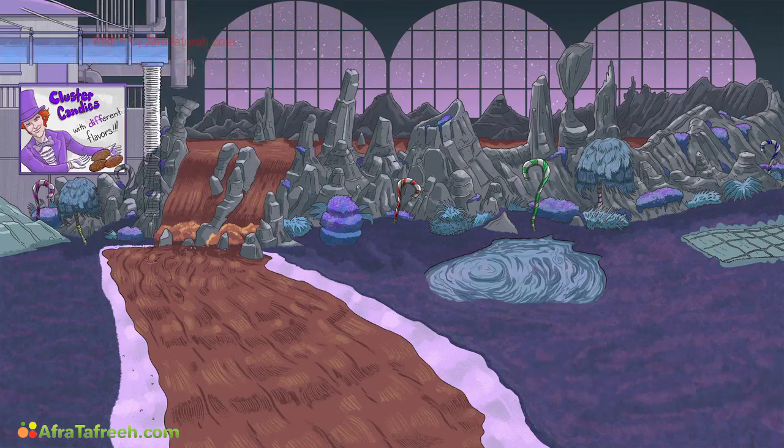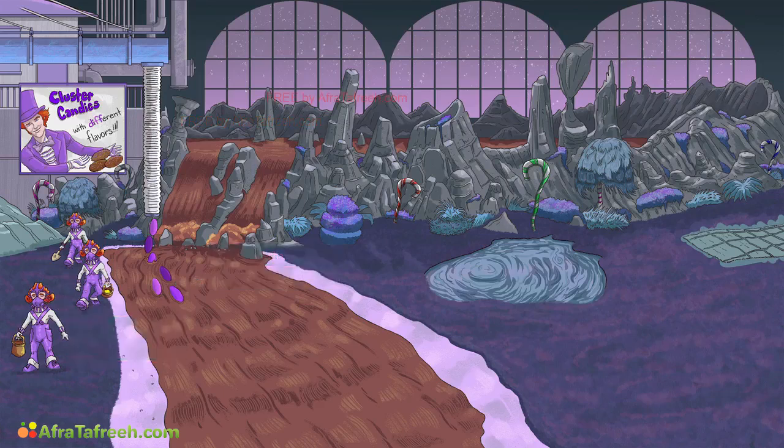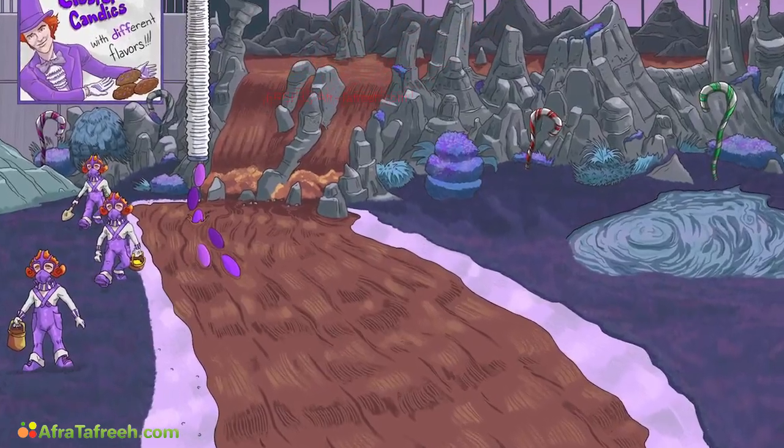Moving on with the tour, it's easy to see why C. diff was originally classified under the genus Clostridium. They have a lot in common, at least when it comes to basic features. Like Clostridia, C. diff is a gram-positive bacillus and an obligate anaerobe. We've included some purple rod candies in our chocolate stream to remind you of C. diff's morphology. And the oopsie poopsies are wearing our recurring symbol for obligate anaerobes, anaerobic gas masks.